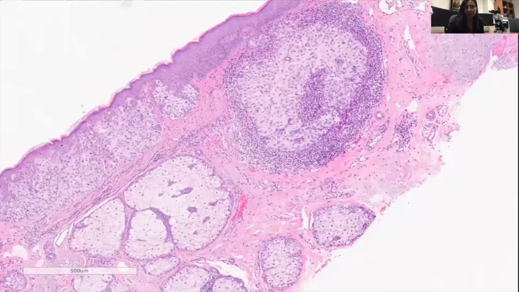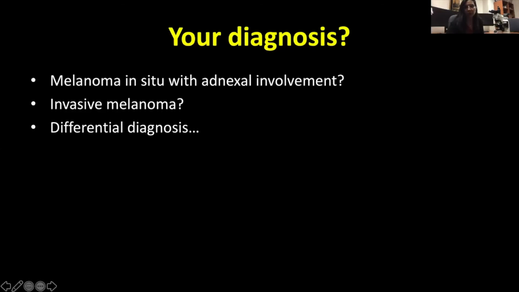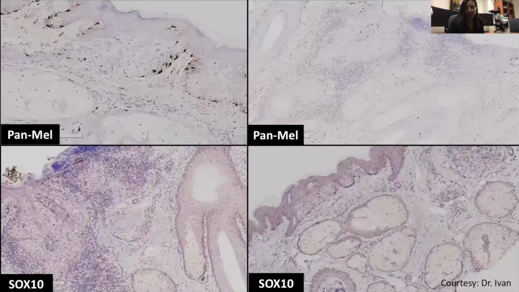Again, the follicle is completely replaced by these clear cells. So again, this is extensive adnexal extension, and it's very worrisome. Some people might even think this might be the invasive component right here. So seeing these two, it can definitely be melanoma, at least in situ with adnexal extension, or even invasive melanoma. So here we did the immunostain, the pan-melanoma cocktail that includes HMB45, MART1, and tyrosinase.